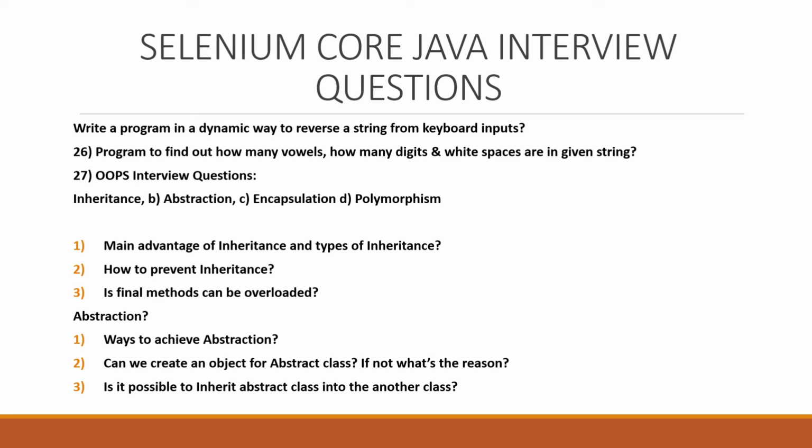The next question here is: can final methods be overloaded? No. A final variable is nothing but a constant; we cannot change the value of a final variable once it is initialized. So what is the answer for final methods? Final methods cannot be overridden, but final methods can be inherited.